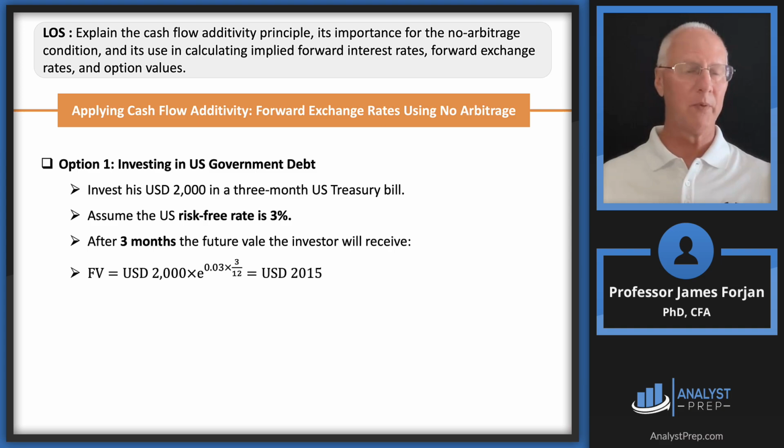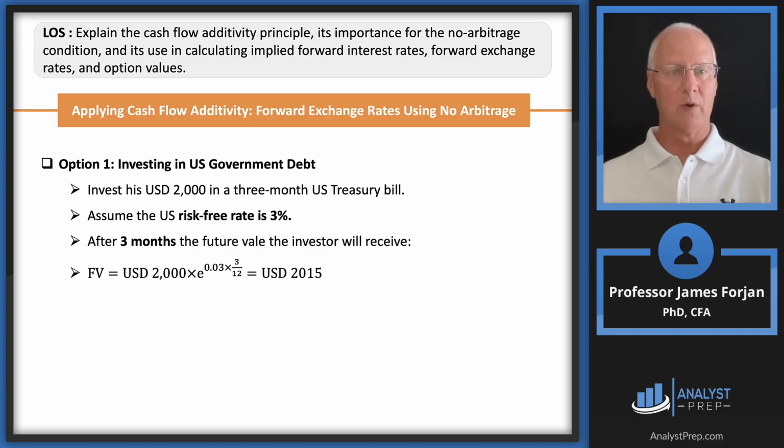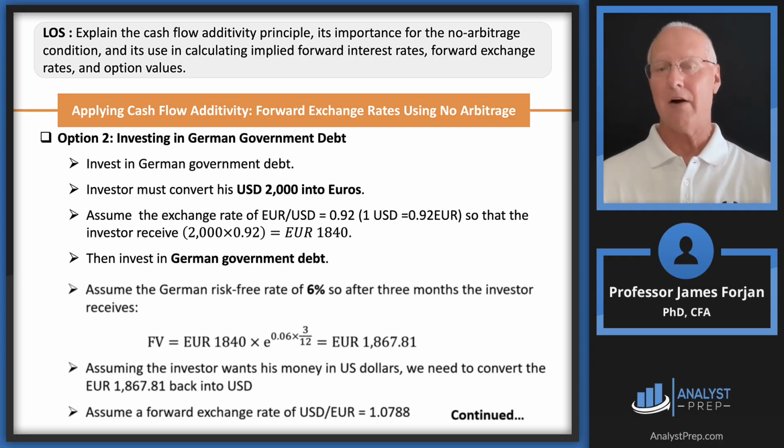And by the way, most people think that the U.S. Treasury Department can issue risk-free securities. So after 3 months, what do we know about future value? Well, we've done this calculation multiple times already. So there you get 2015 US dollars. Now, investing in the German government debt is a little bit more complex because what we need to do is start with the 2,000 US dollars and convert over to euros.